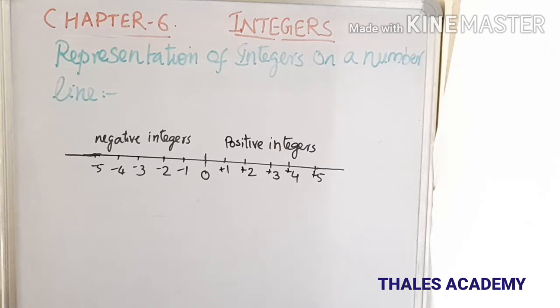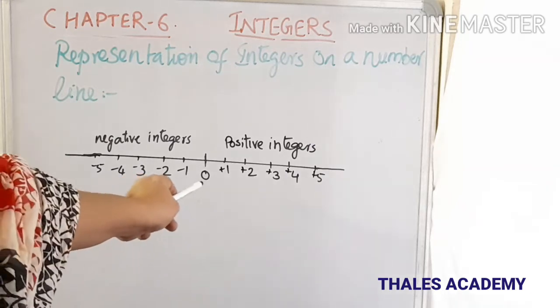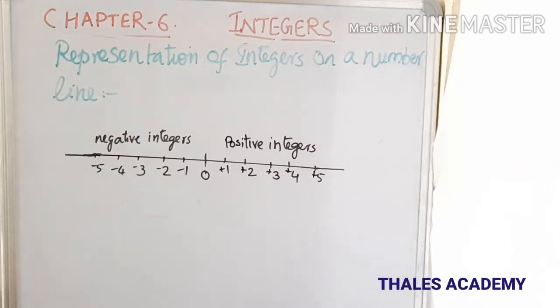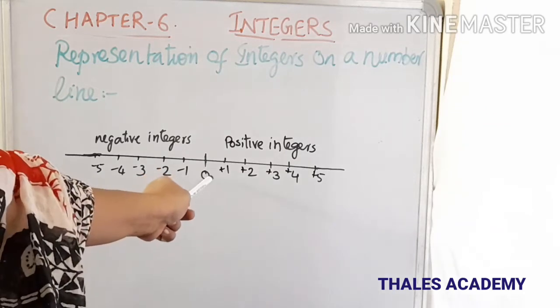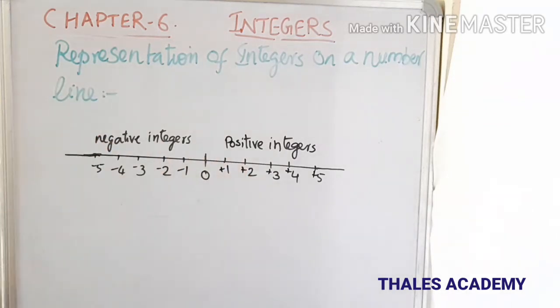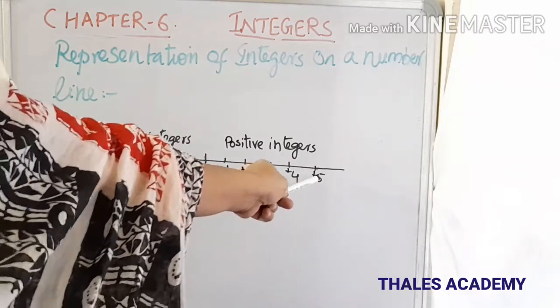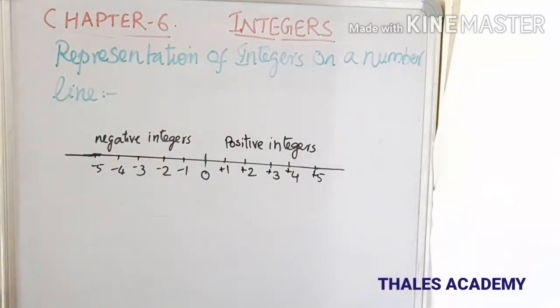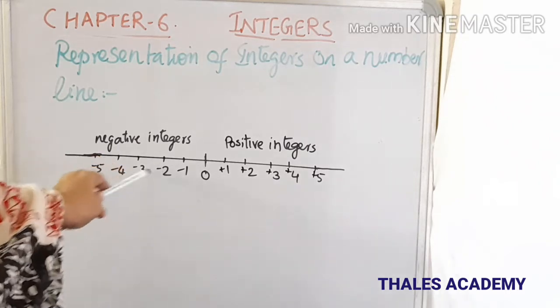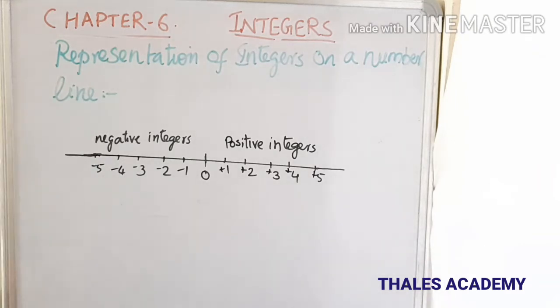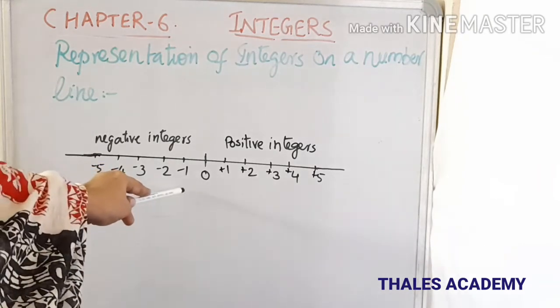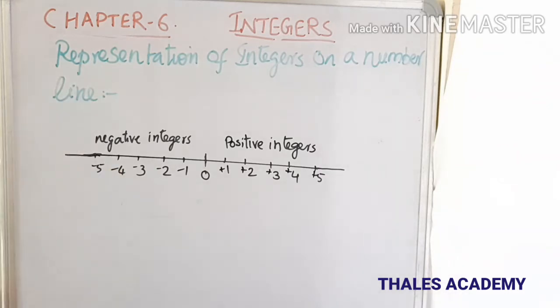Draw a line and mark some points at equal distance on it. Mark a point as 0 on it. Points to the right of 0 are positive integers and are marked as plus 1, plus 2, plus 3, plus 4, plus 5, or simply 1, 2, 3, etc. The points to the left of 0 are known as negative integers and are marked as minus 1, minus 2, minus 3, minus 4, etc.